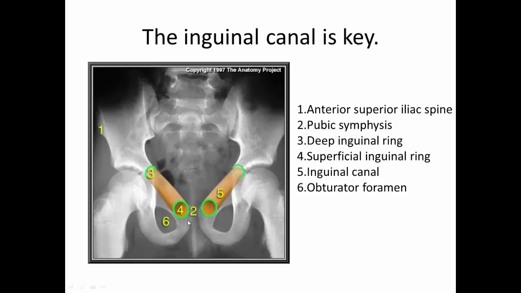That's the pubic symphysis, and you might be wondering what this long white line is. Well, this person's been catheterized. So that's going to be the catheter that's going up into their bladder. So that's not something you really have to think about.